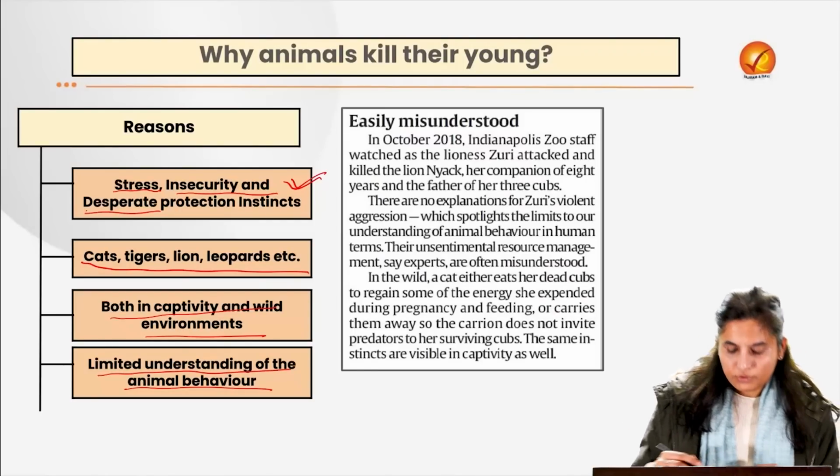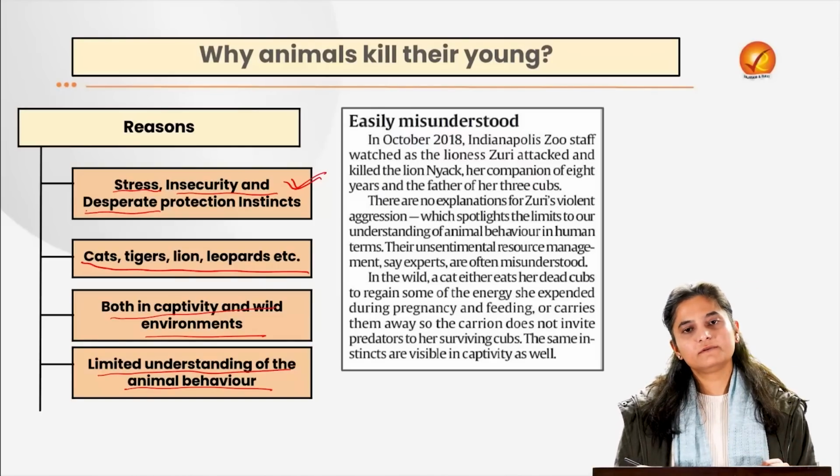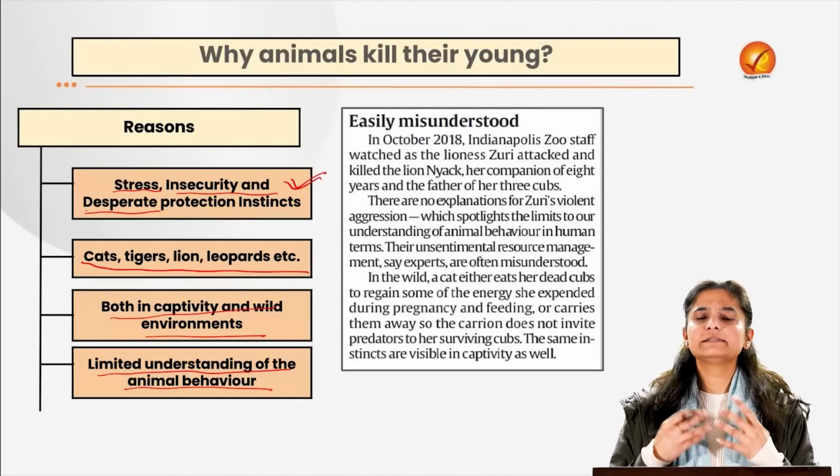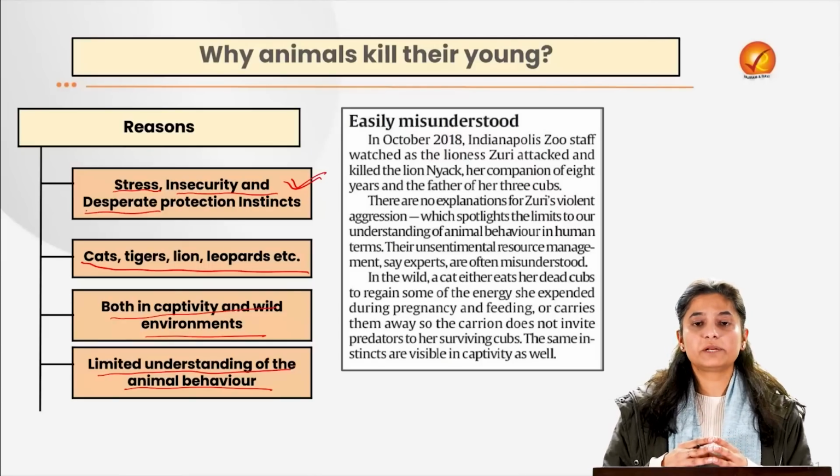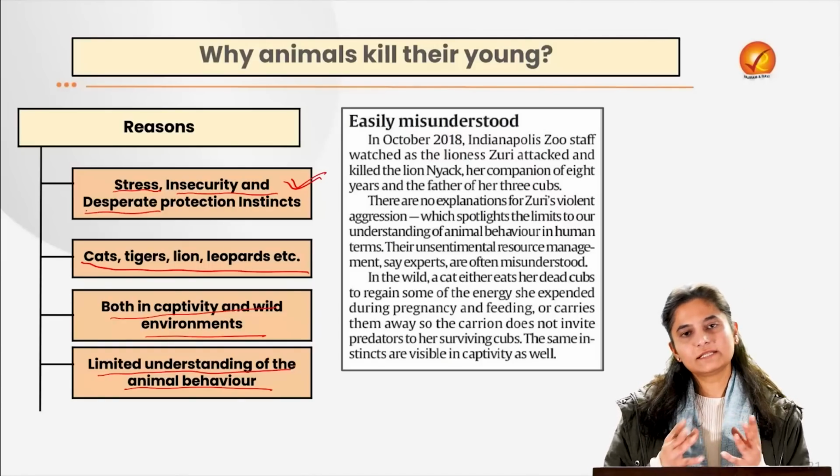This actually talks about the limited understanding of animal behavior that we have, but overall this article gives us a few reasons why animals can kill their offspring, apart from the different accidents that may happen.